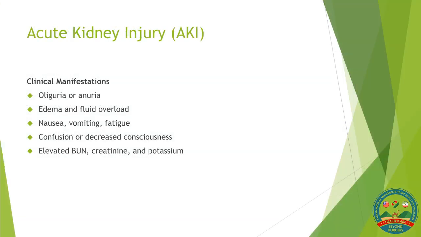In acute kidney injury, the first thing we often see is oliguria or even anuria, very little or no urine. Next comes edema and fluid overload, because the body can't remove excess water.